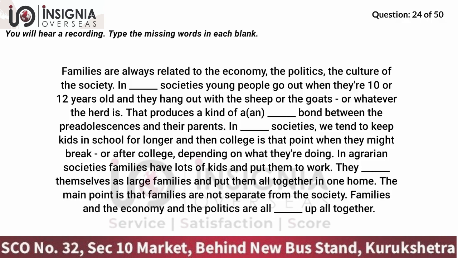In industrial societies, we tend to keep kids in school for longer, and then college is that point when they might break. Or after college, depending on what they're doing. In agrarian societies, families have lots of kids and put them to work. They structure themselves as large families and put them all together in one home. The main point is that families are not separate from the society. Families and the economy and the politics are all wrapped up all together.